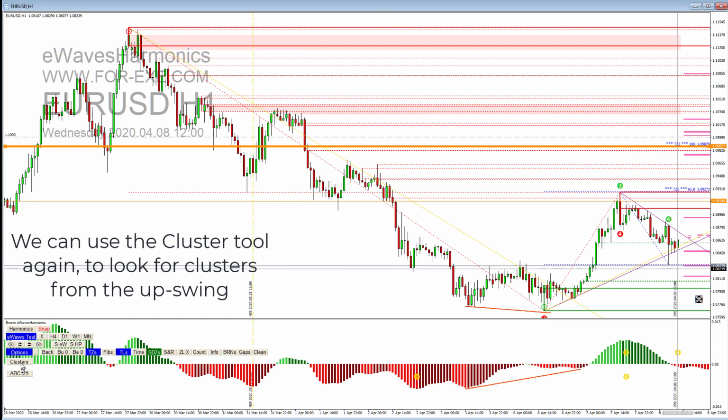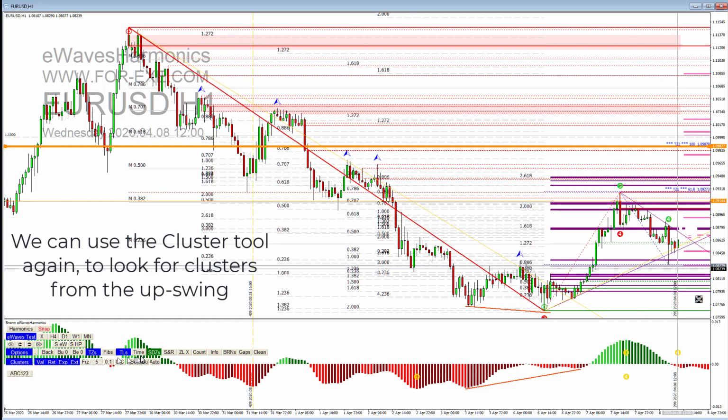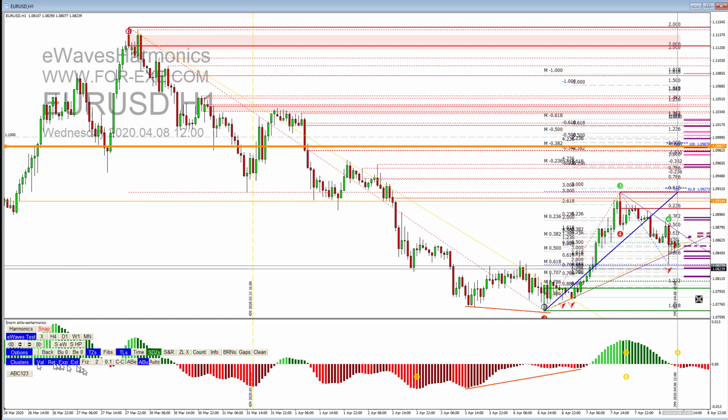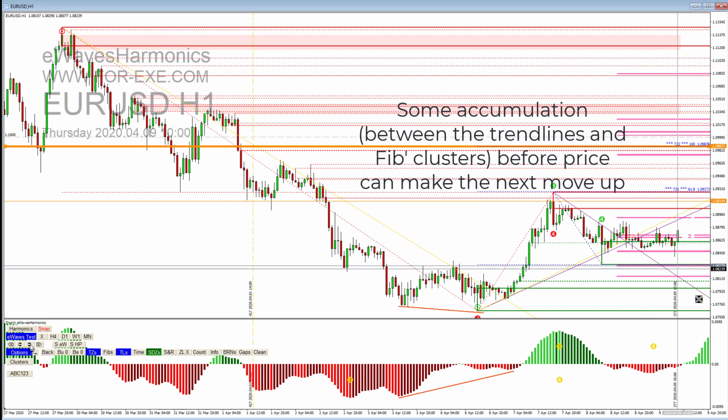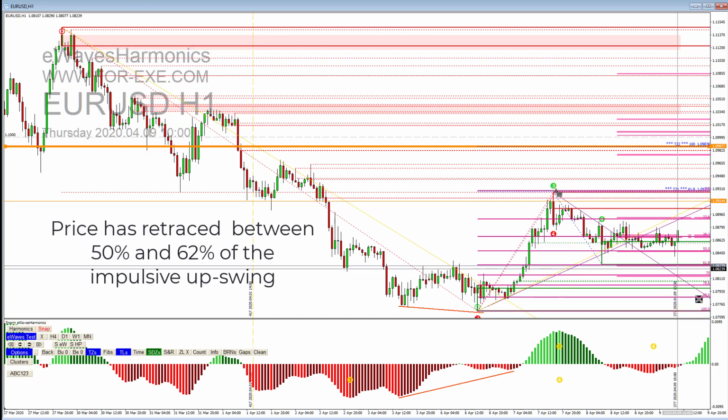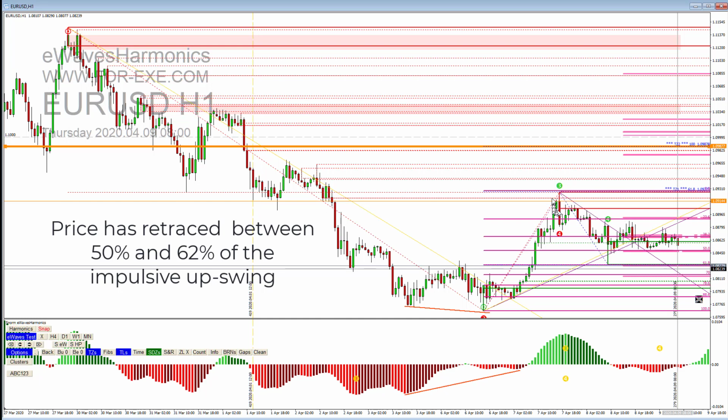We can use the cluster tool again to look for Fibonacci clusters from the upswing, and there are a lot of magnets around our target zone 2 level. Not a great deal of resistance in the way. As we scroll forward, we can see some accumulation between the trend lines and the fib clusters before price can make the next move up. Prices retraced, as you can see there, between 50% and 62% of our impulsive upswing.